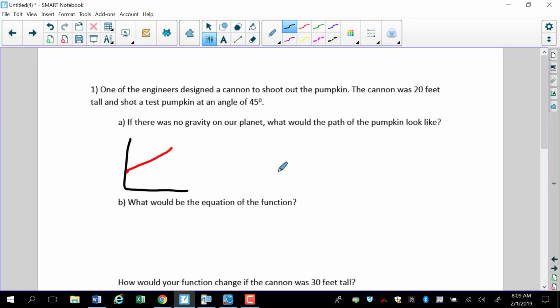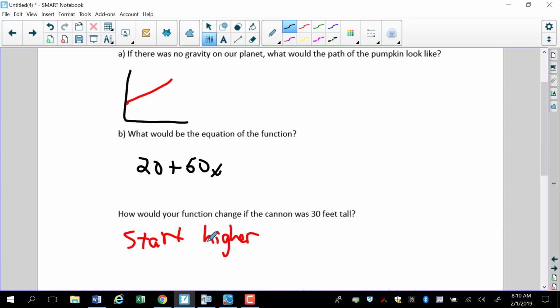So one of the engineers designed a cannon to shoot a pumpkin. It was 20 feet tall, shooting at an angle of 45 degrees. If there's no gravity, what would it look like? Well, again, initial height here, velocity shoots out, but since no gravity is there to pull it down, it's just going to be linear. So what would the equation be? Something like 20 plus 50x in this example. If it was 30 feet tall, it's pretty much just going to start higher. So if you look back up here, it's just going to start at 30 feet instead of 20 feet.